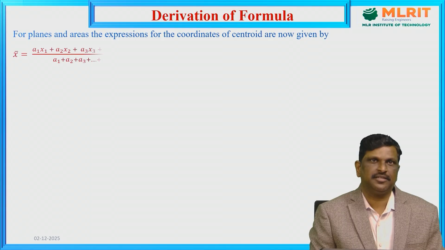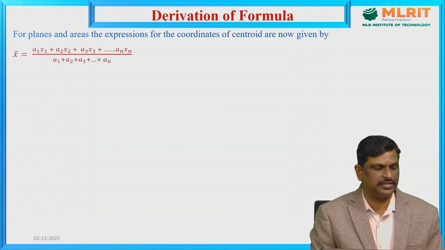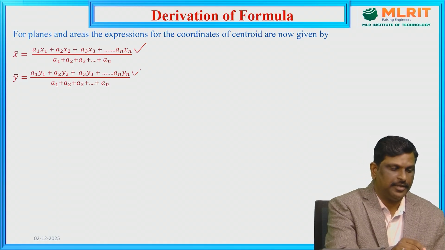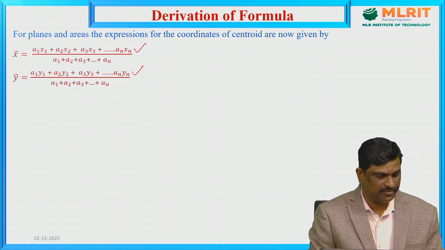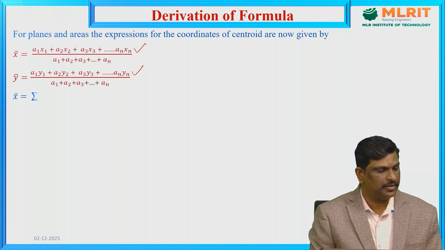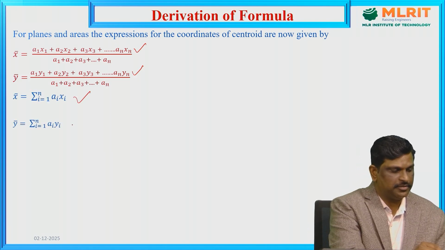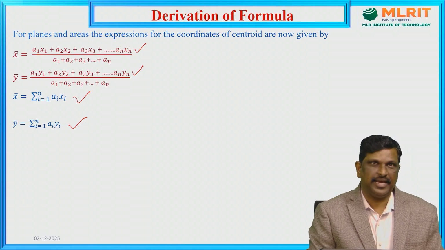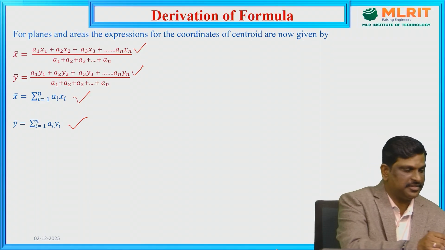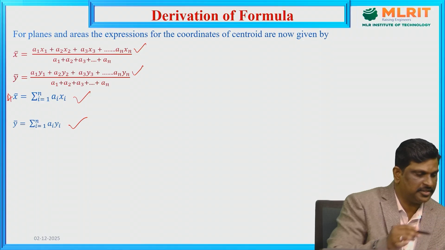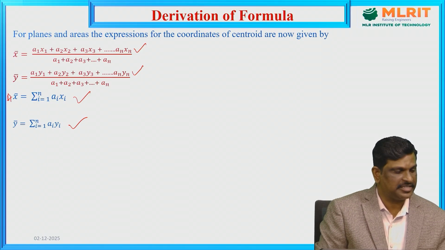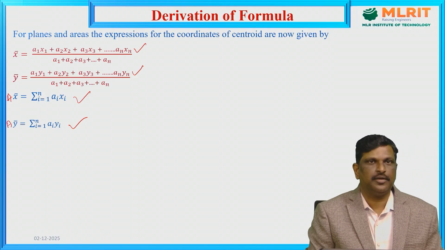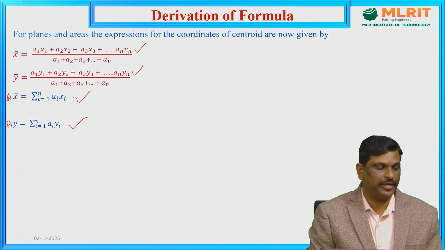For the planes, the formula is A x bar is equal to a1 x1 and so on, and A y bar is equal to a1 y1 and so on. How many number of parts we made, that many first moments we will consider. The expressions in algebraic form: A x bar is equal to sigma i equal to 1 to n of a i x i. And A y bar is equal to sigma i equal to 1 to n of a i y i.